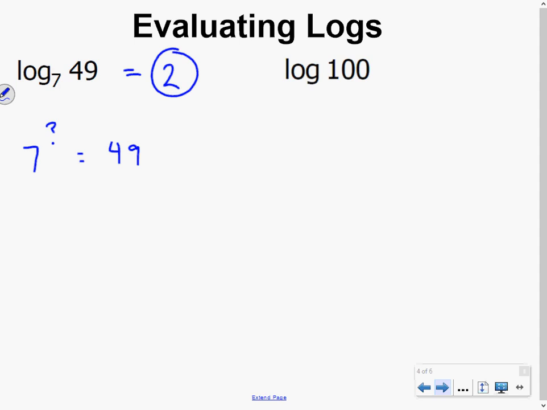That's what it means to evaluate a log. You're finding its value. You're calculating it.